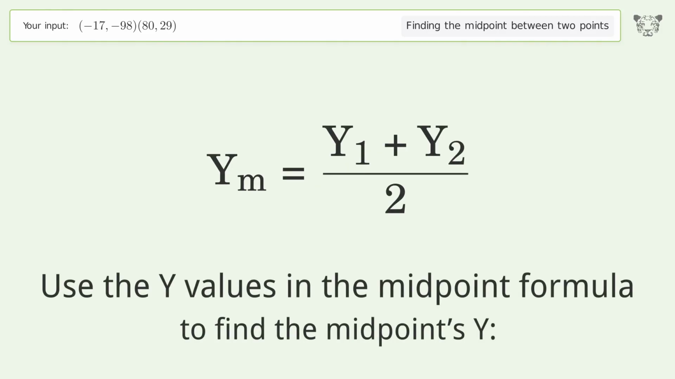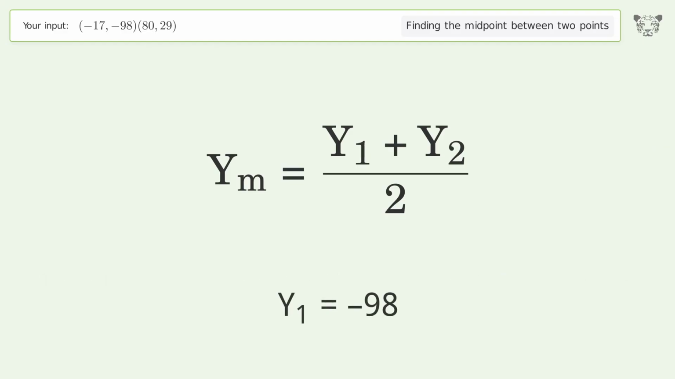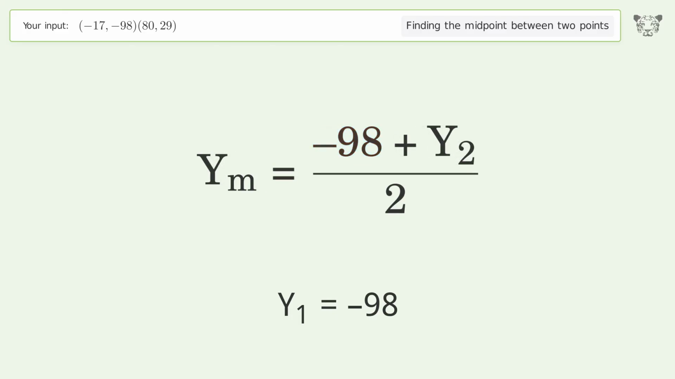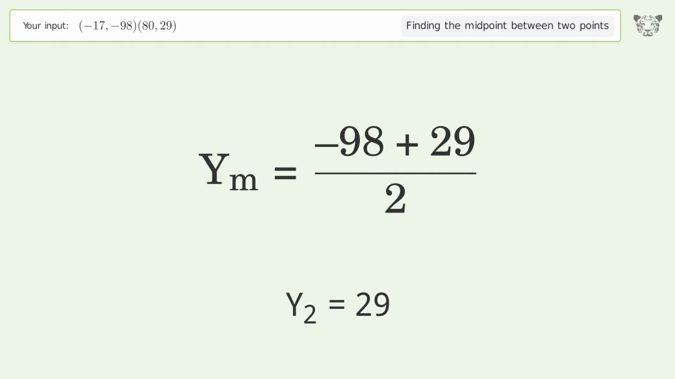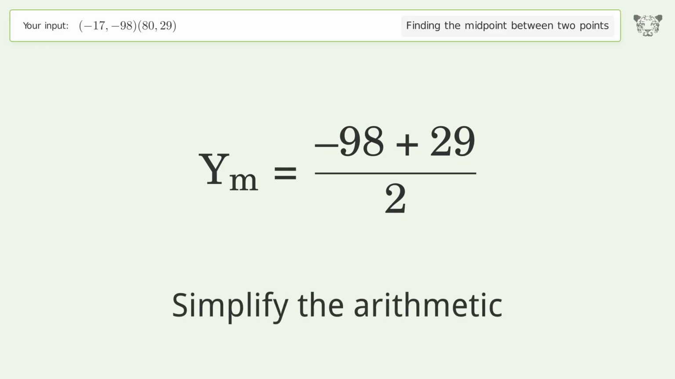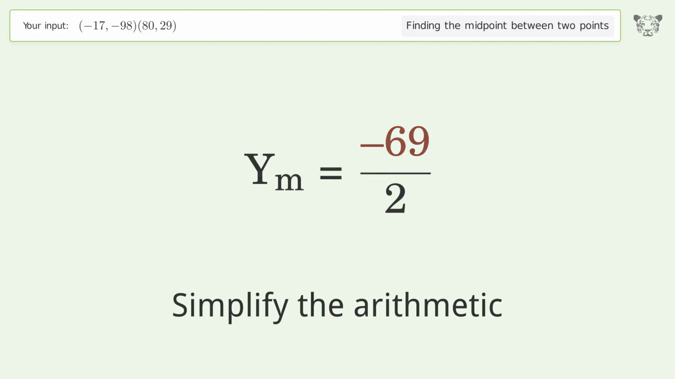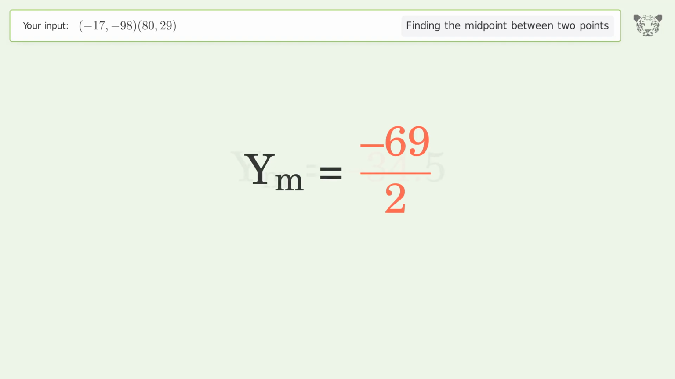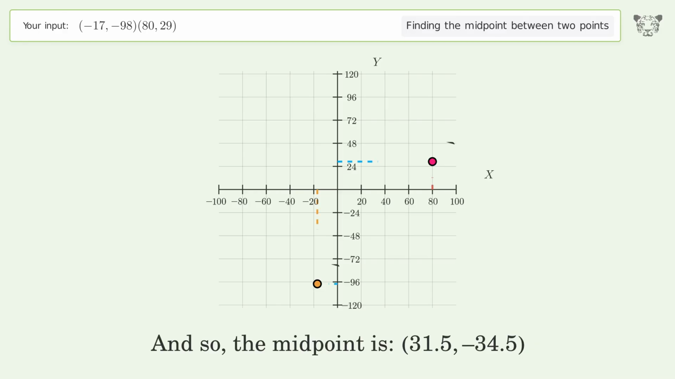Use the y values in the midpoint formula to find the midpoint's y. y1 equals -98. y2 equals 29. Simplify the arithmetic. And so, the midpoint is (31.5, -34.5).